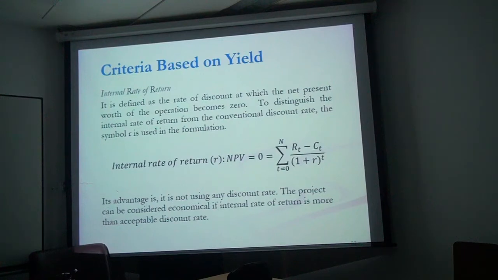The next formula is a criteria based on yield. This is internal rate of return. Internal rate of return is the same formula, except that instead of the discount rate I, we use the R symbol, and we make the net present value equal to 0. This means that when discounted benefits minus discounted cost becomes equal to 0, that rate is considered the internal rate of return.